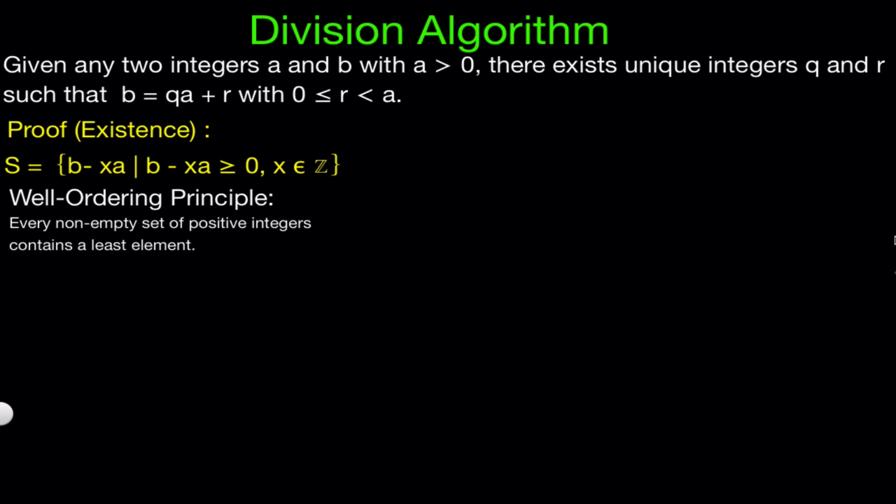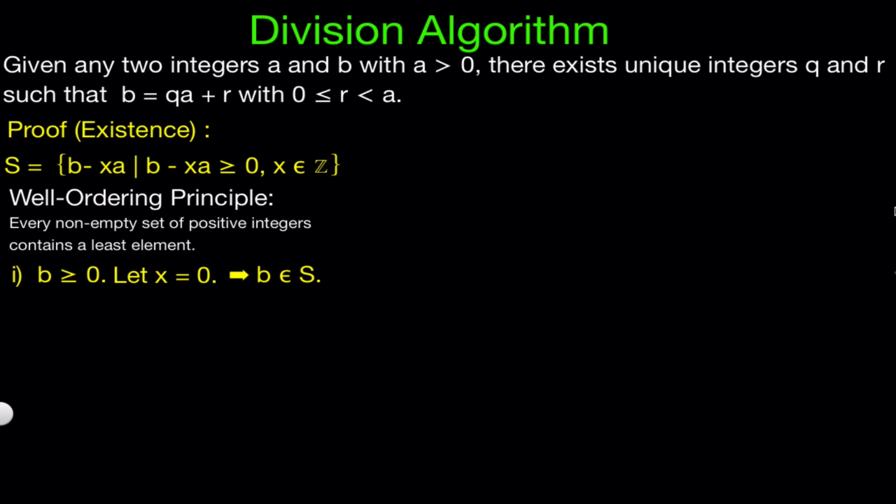The first case we're going to have is that b is greater than or equal to 0. So if b is greater than or equal to 0, we want to find an x where b minus x times a is in our set S. Well, let's see. If we just have x equals 0, then we would get b minus xa equals b minus 0. And since b is already greater than or equal to 0, this implies that b is an element in our set. So we have successfully found an x where b minus xa is in our set.